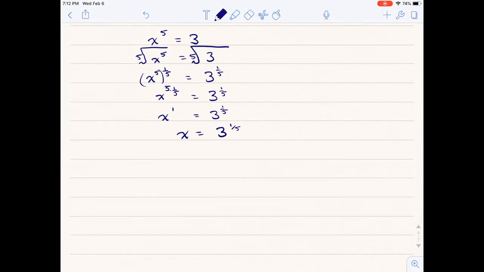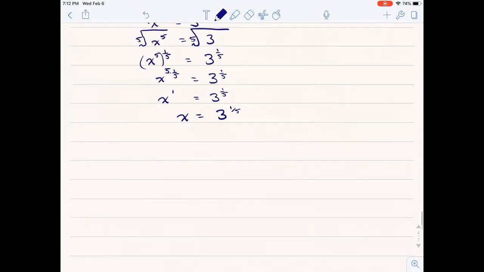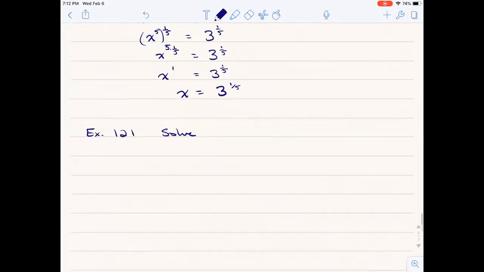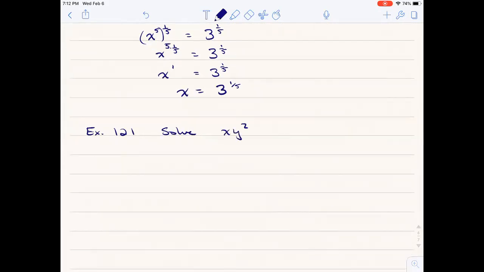Any questions about that? How about example 121? Says solve xy squared is x squared minus y squared for y. We could have just as easily solved for x, but here we're going to solve for y.